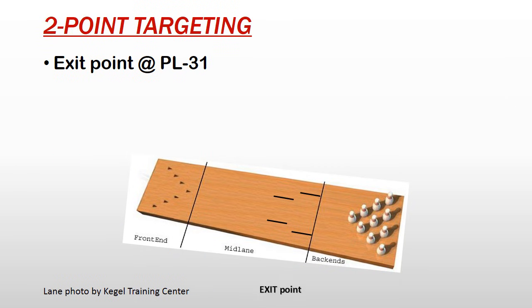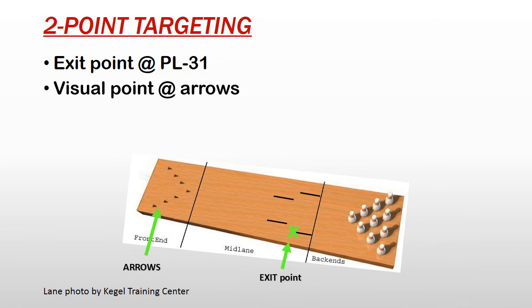In 2-point targeting, I use the rangefinders to locate the exit point. For illustration purposes, I will use the second arrow as our visual target. Visual targets are targets that can be actually seen, like arrows, dots, or the boards in between. Once the exit point is located, draw an imaginary ball path by walking your eyes to the arrows. When your eyes reach the arrows, begin your delivery. Then watch your ball follow the path back to the exit point and into the pins.